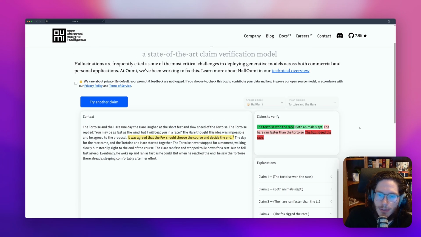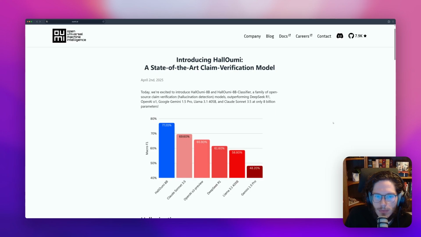So, as we can see, Halloumi is able to break down the response into individual claims, validate each claim as being supported or unsupported, and provide direct evidence for or against that support status, an explanation, and a confidence interval to its own prediction. Now, how good is it? Well, according to our evaluations, it seems to outperform most large language models in this similar task.